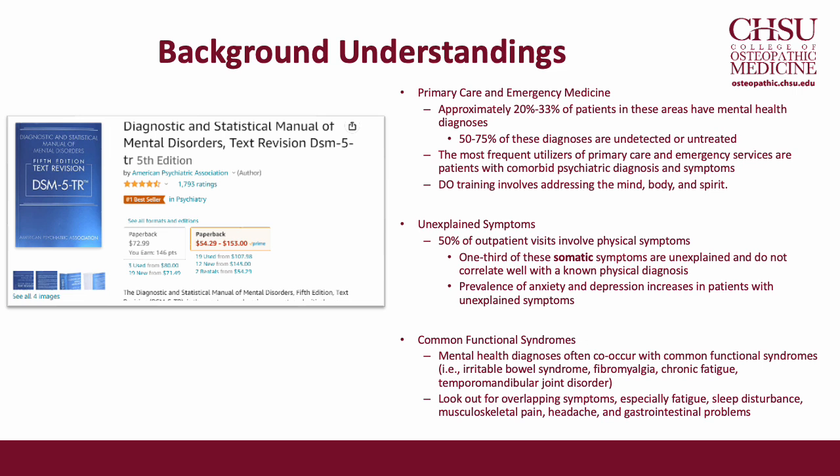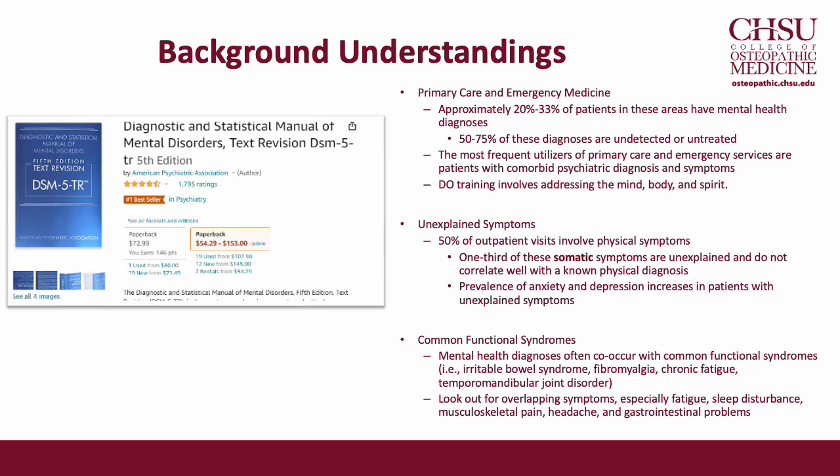Now, let's take a look at some background understandings. We spoke here about the DSM-5. This is an example of being the #1 bestseller in psychiatry. And in primary care and emergency medicine, up to a third of patients that seek out primary care services or emergency services have mental health diagnoses. And of those, half or 3/4 of these diagnoses might be undetected or untreated.